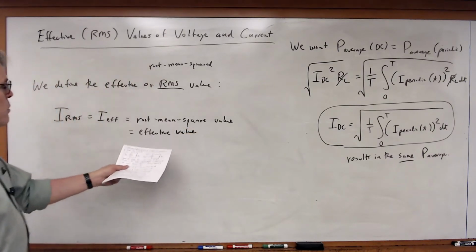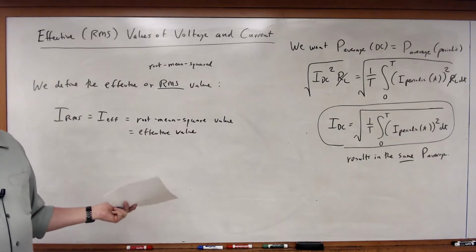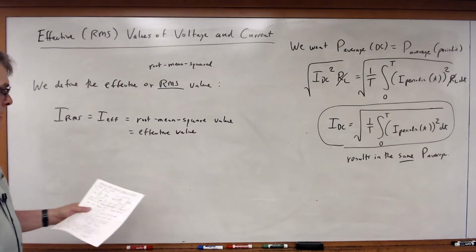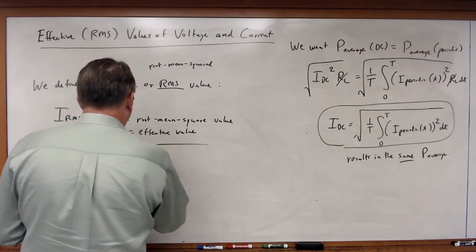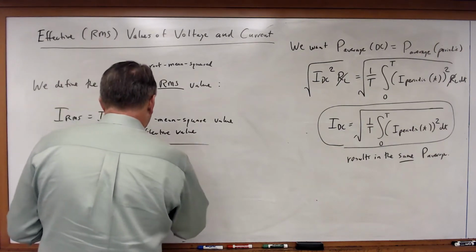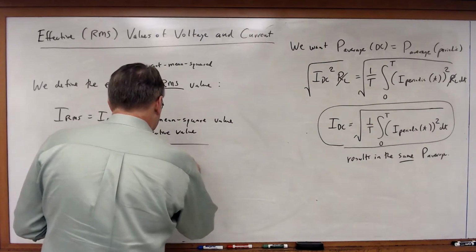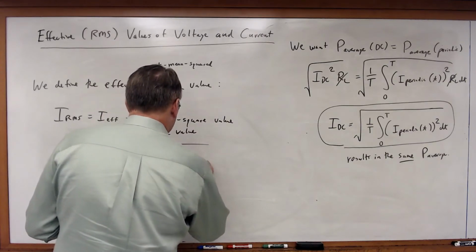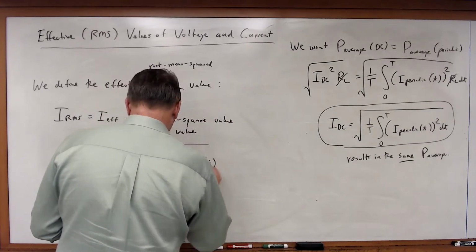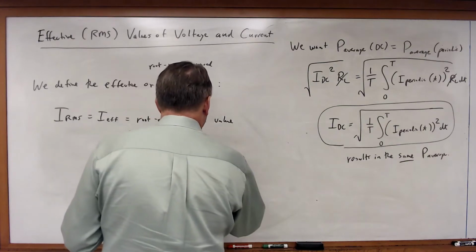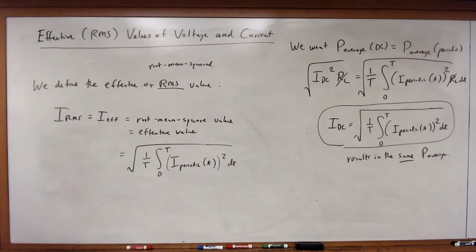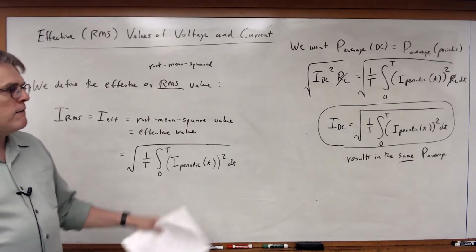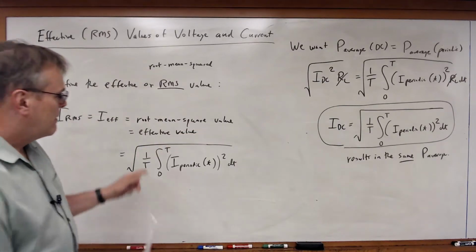So the root mean squared or effective value are the same thing, just different terms for the same thing. And they're going to be equal to the square root of 1 over T, the integral from 0 to T of I periodic of t squared dt. That's the RMS value of the current.